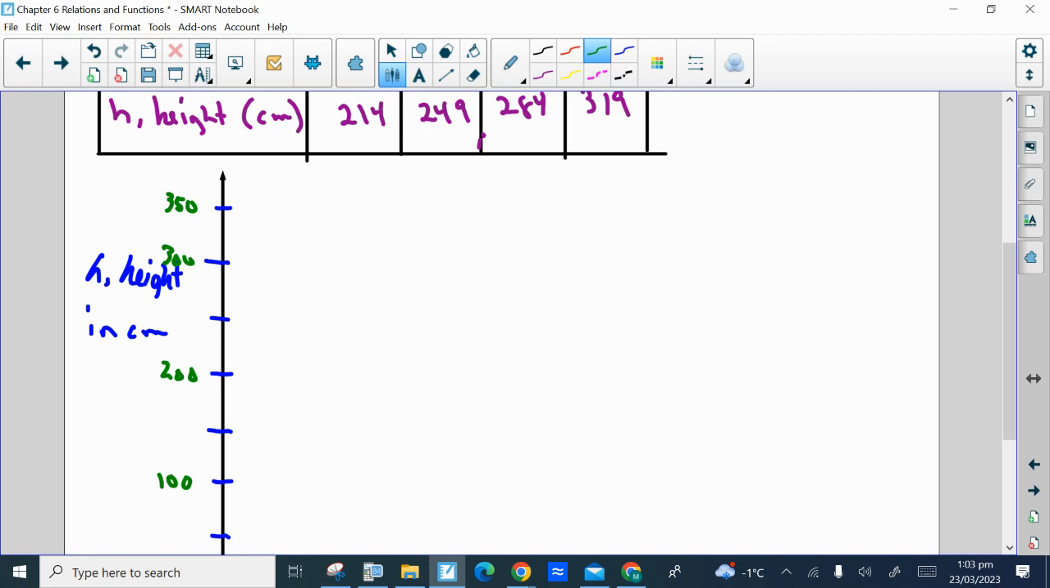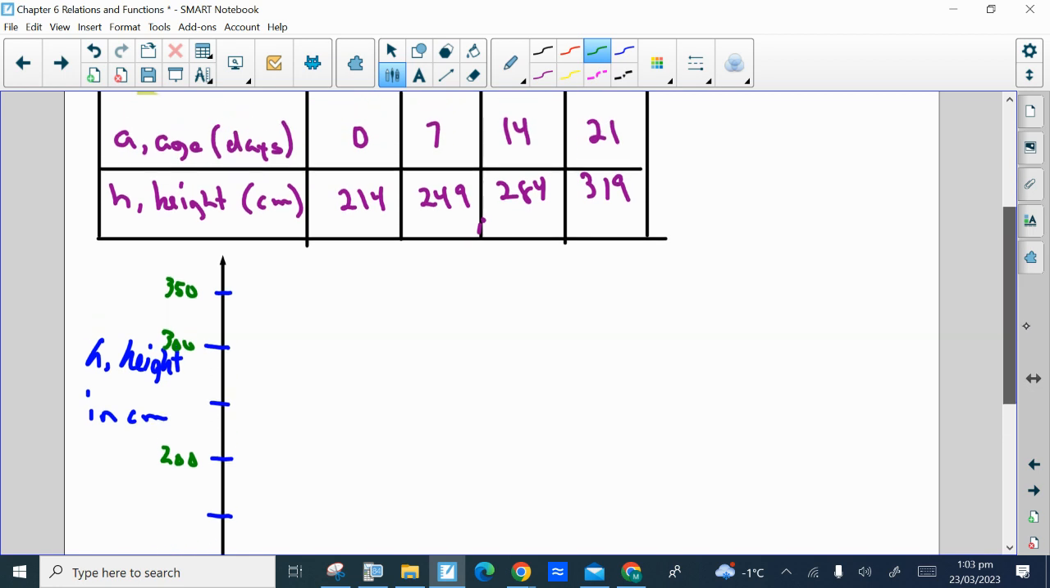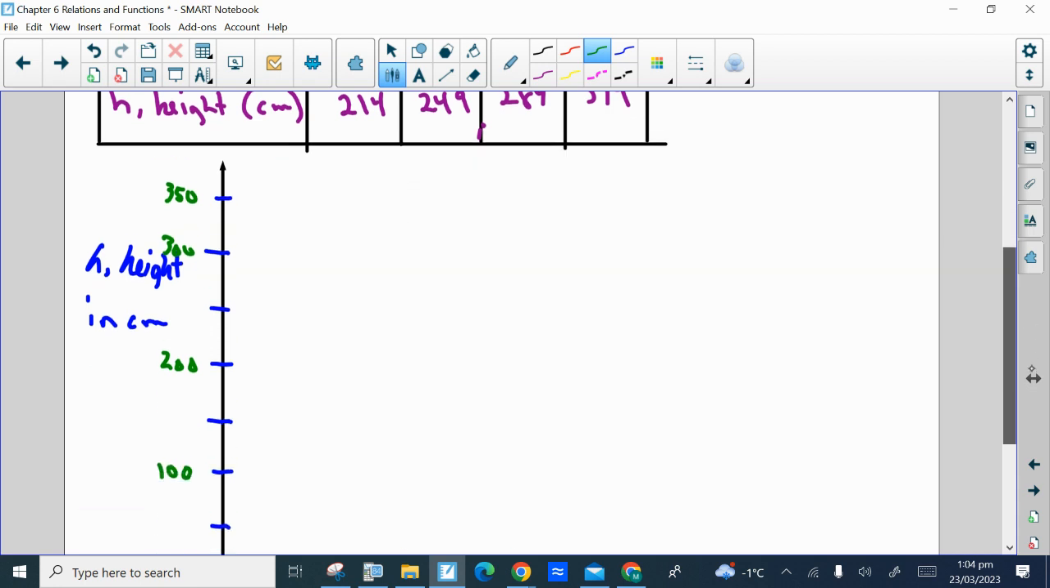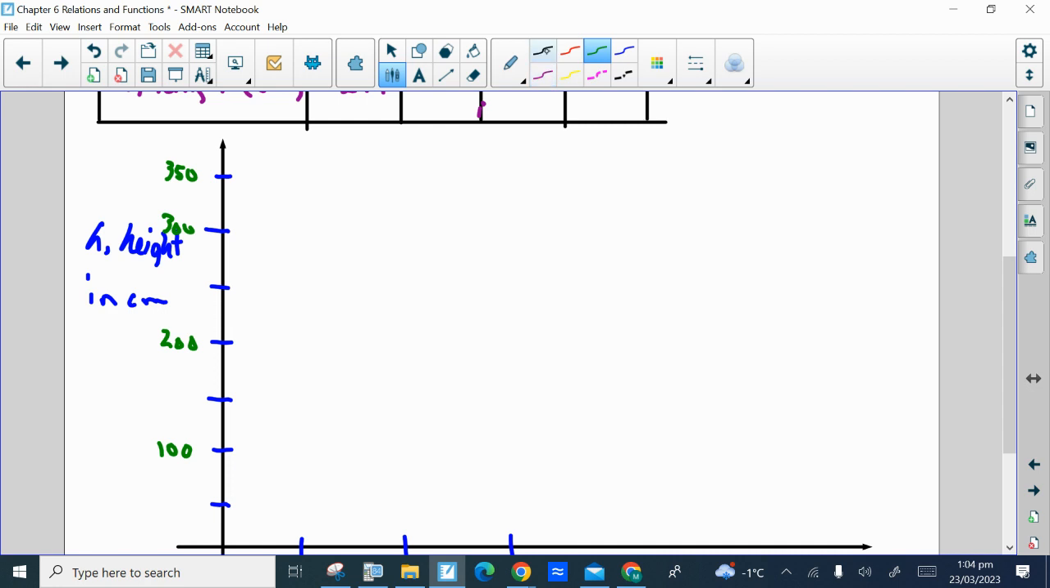And because of what our scale is, we're going to have to do some estimating of where our points are. Our first point is 0, 214. So at x equals 0, we'll be at 214, which is just above 200. So we'll say approximately there.